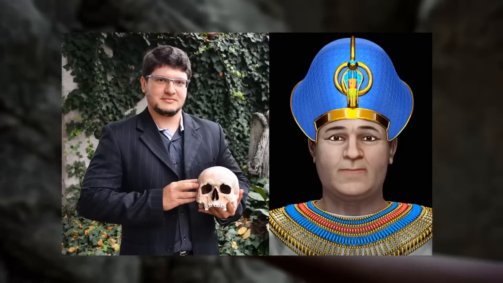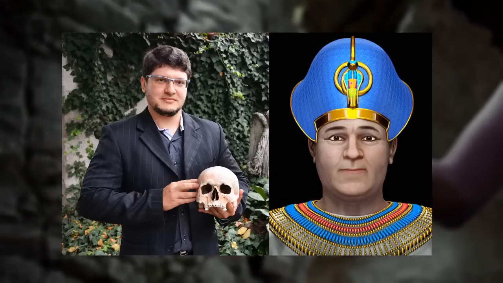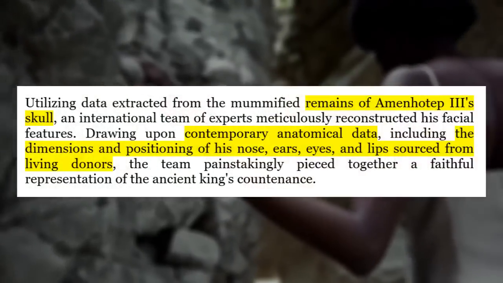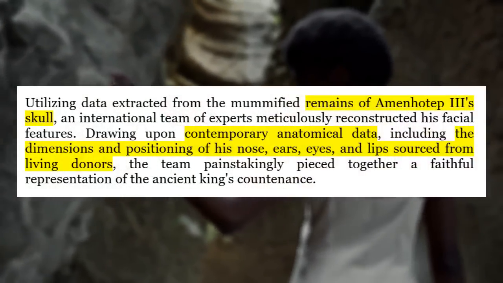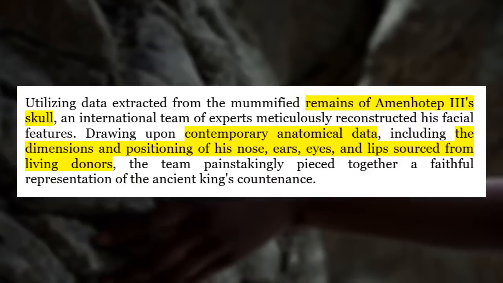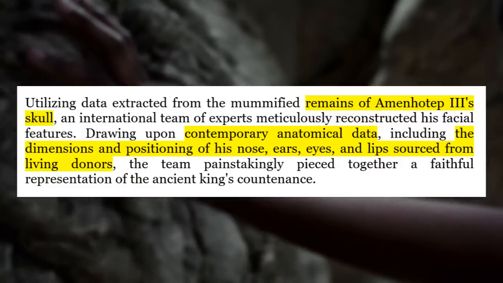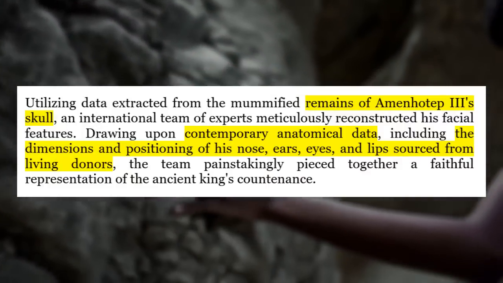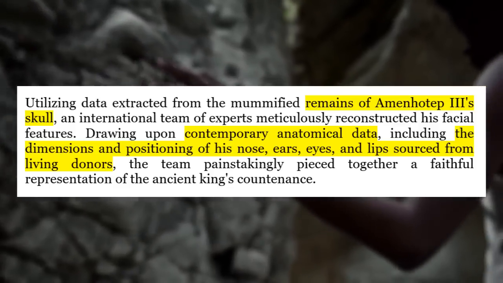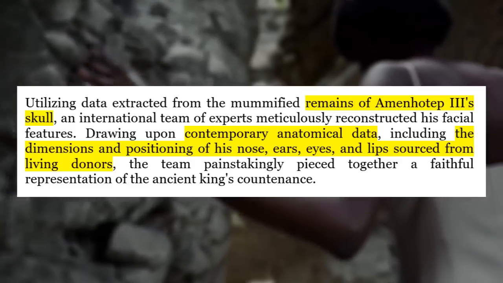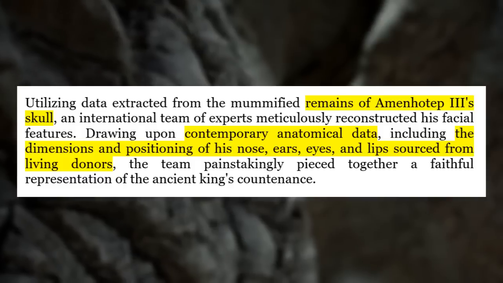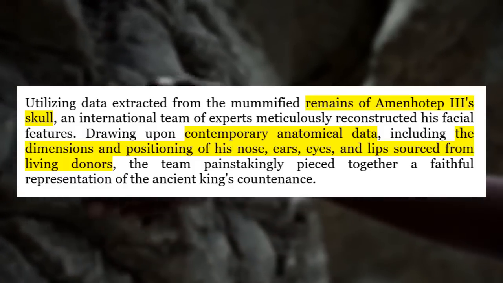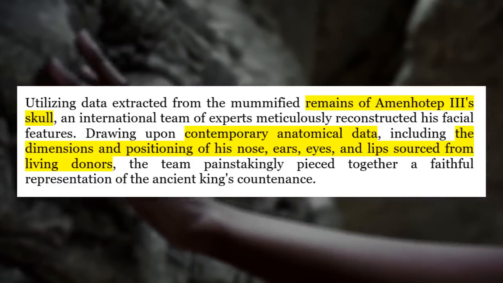Now let's see what this artist used as data to come up with this. Utilizing data extracted from the mummified remains of Amenhotep III's skull, an international team of experts meticulously reconstructed his facial features, drawing upon contemporary anatomical data, including the dimensions and positioning of his nose, ears, eyes, and lips. Sourced from living donors, the team painstakingly pieced together a faithful representation of the ancient king's countenance.